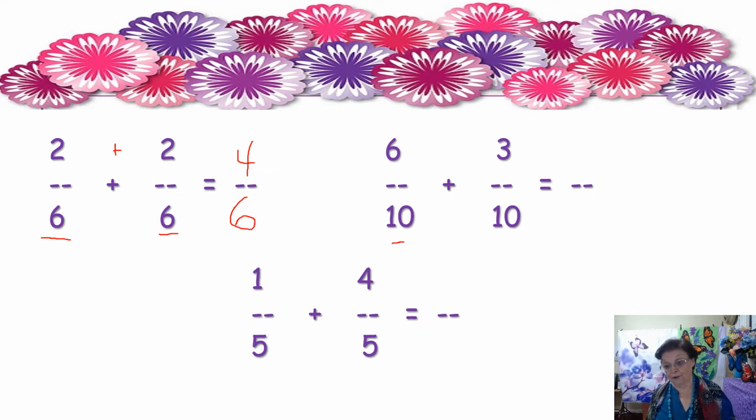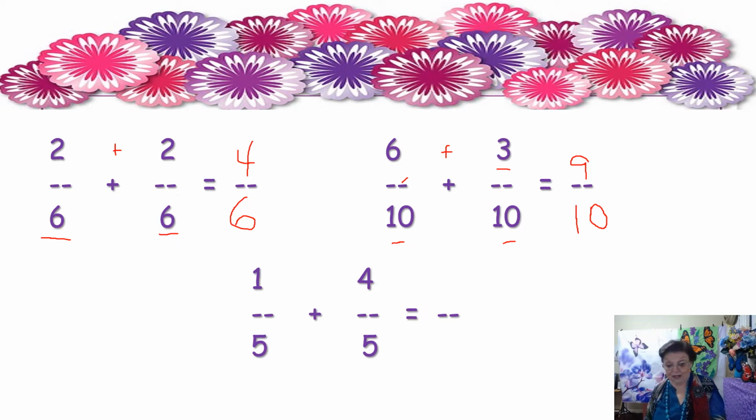Here, both denominators are a 10. So over here, the denominator is going to be a 10. And you just add up the numerators. 6 plus 3 is 9.